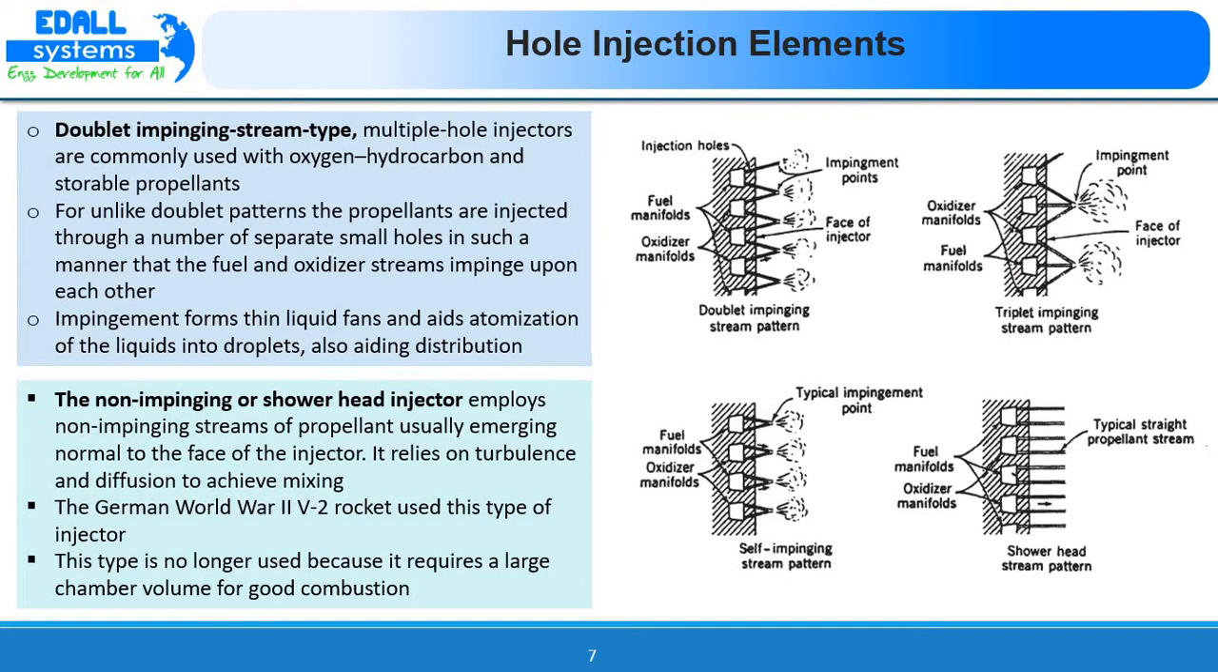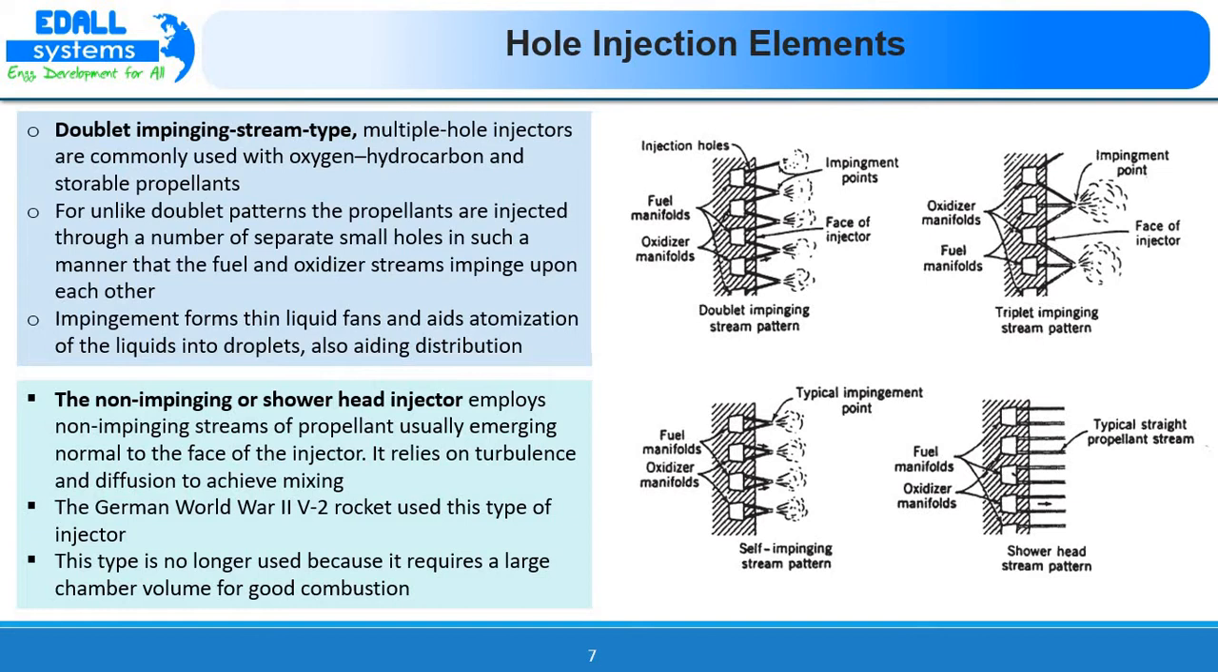That's why it is called showerhead injection, where we see that in our washroom we use the water shower for bathing. The water droplets which come are in a straight position and they do not mix with each other until they reach a certain location. The same happens in the showerhead injector type, which was used in Germany in World War II with the V2 rocket, which was the very oldest rocket used.